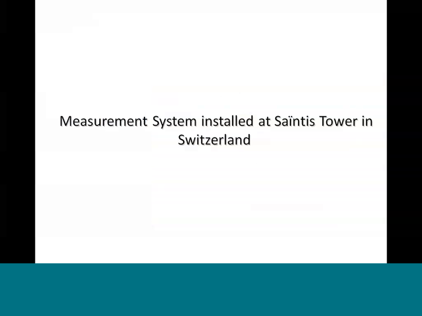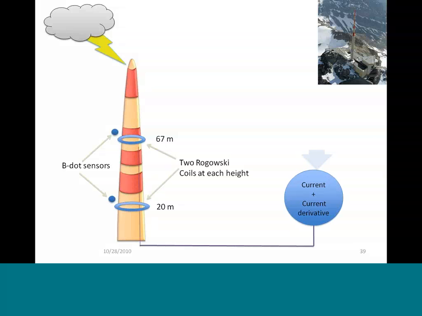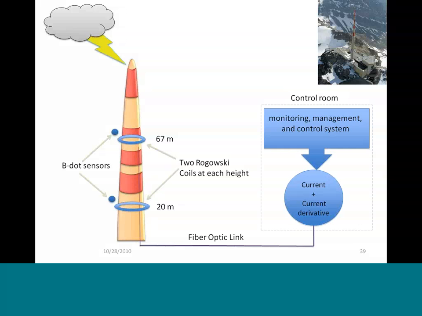The last set of measurements is the one that we are doing at the Swiss Federal Institute of Technology, EPFL, at the Säntis Tower in Switzerland. Essentially, this tower is one of the towers most struck by lightning in Switzerland. We have two Rogowski coils here at the heights of 67 and 20 meters, which measure essentially the lightning currents. And also we have B-dot sensors, which measure the magnetic field but can be converted to the lightning current. And these are transferred to the control room and so on.